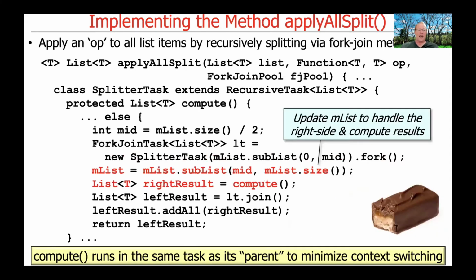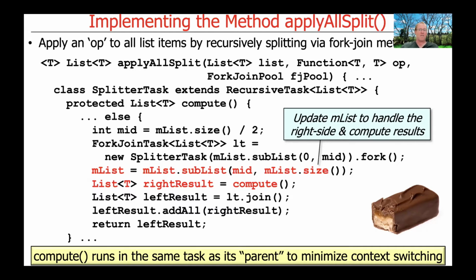We then create an updated list field, mlist field, that will be from the midpoint to the end. So this is the second half of the list, basically the right-hand side of this. And we're going to end up calling ourselves, compute, on that right-hand side. The reason we do that is we want to minimize context switching.